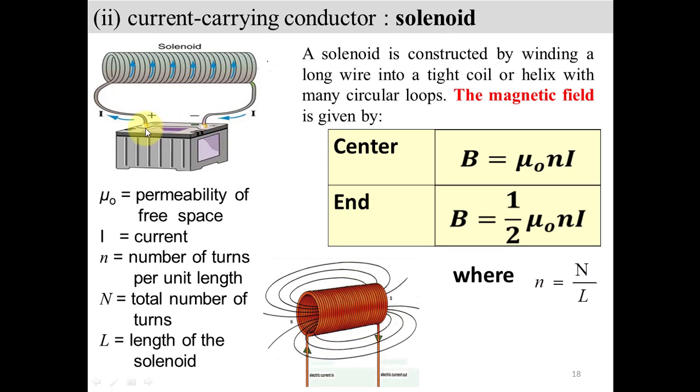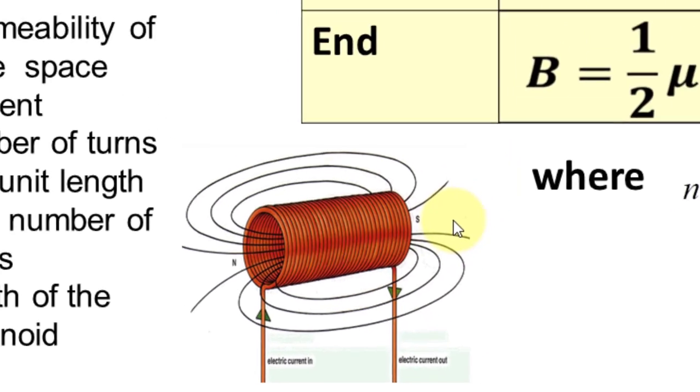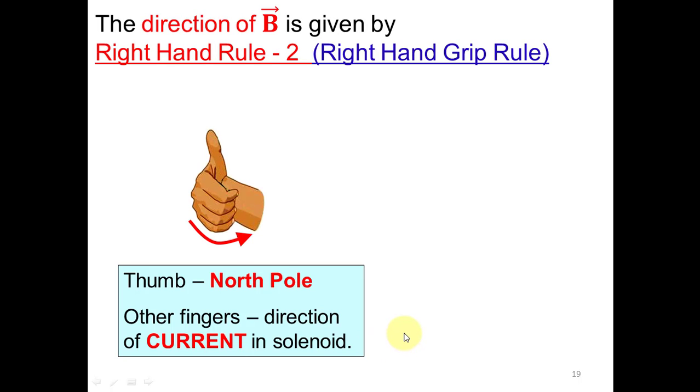So this is what it should look like. The current flows into the solenoid, and this is out of the solenoid. So you can see here, this is the current into the solenoid. So your curved fingers will be upward, so your thumb should be this way. So this is the north, and this is the south pole.